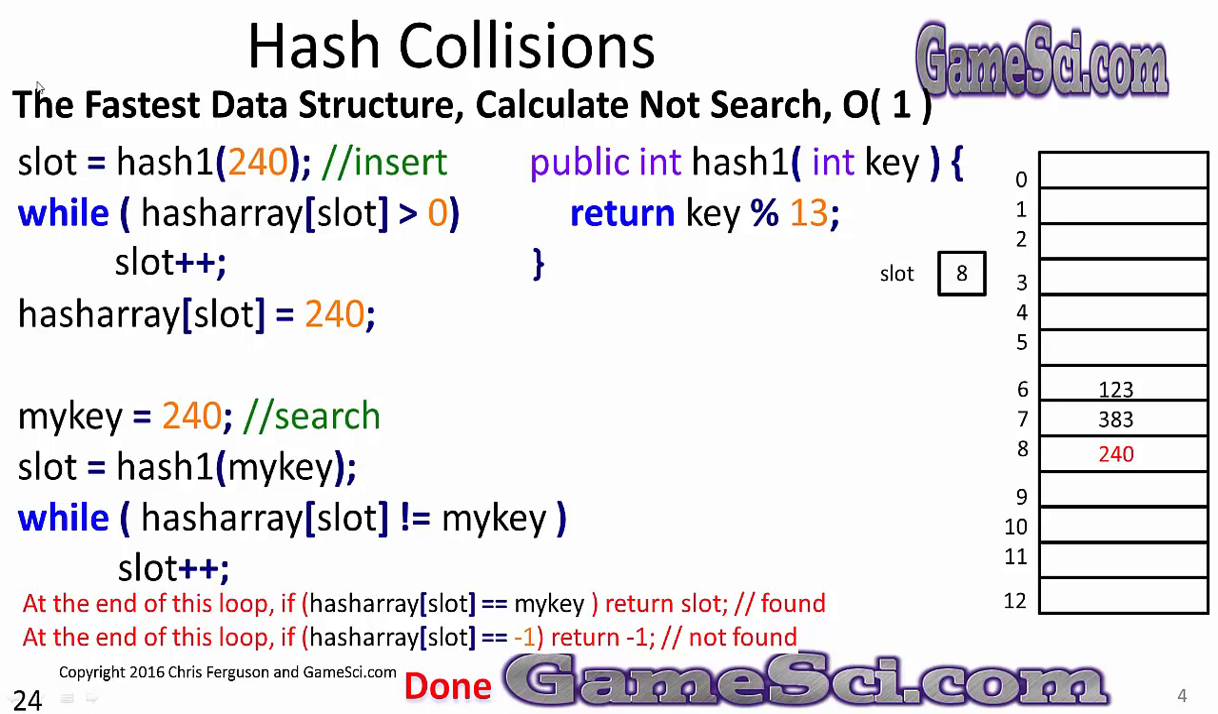At the end of the loop, if hash array of slot equals my key, then we'll return slot number and say we found the data in slot 8. But at the end of this loop, if hash array of slot equals -1, we'll return a -1 to say we couldn't find the data. Probing adds a little extra work to storing and retrieving data from the hash table.